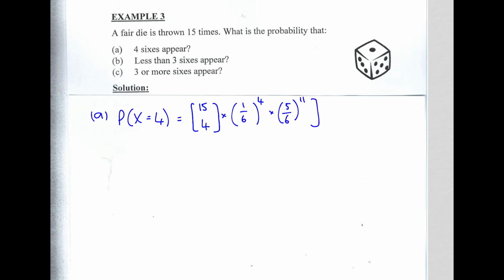Okay, so remember, this represents the probabilities of us throwing the 6 4 times. So that probability is 1 over 6. That will happen 4 times that we throw a 6. And out of the 15 times, the other 11 times then, it's a 5 over 6 chance that something else will appear, and that is not a 6. All right, so that gives us 0,14175, which is approximated to a 14.2% chance.